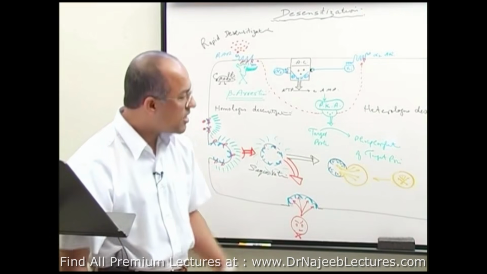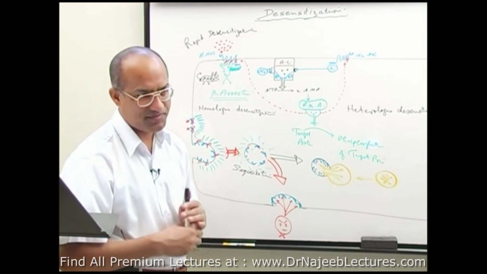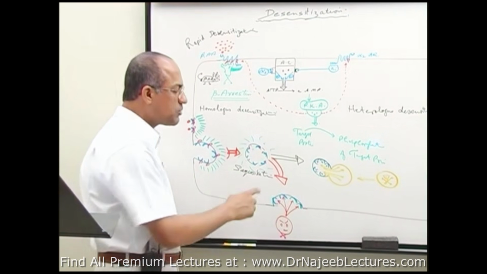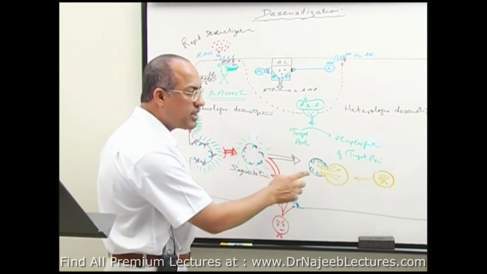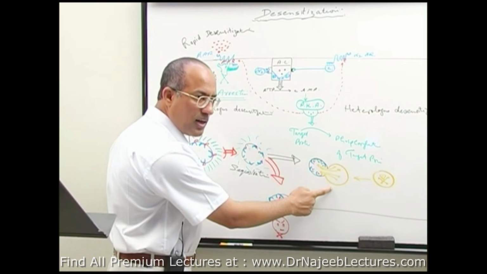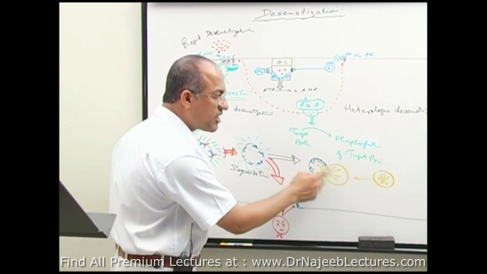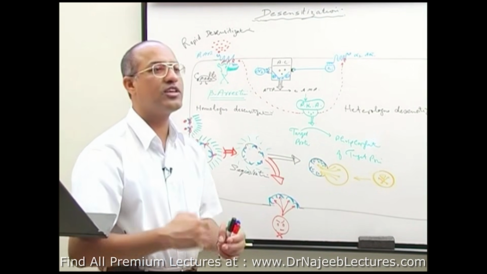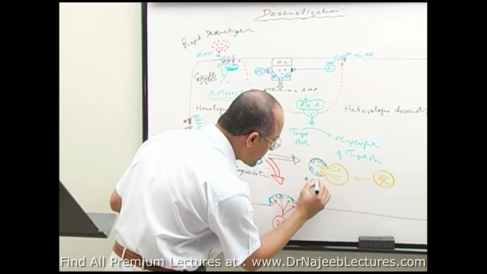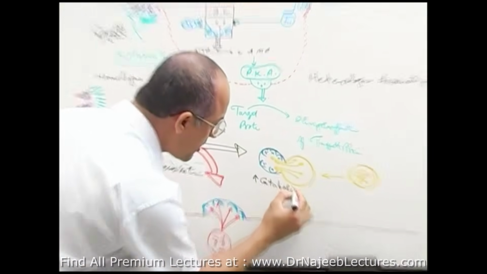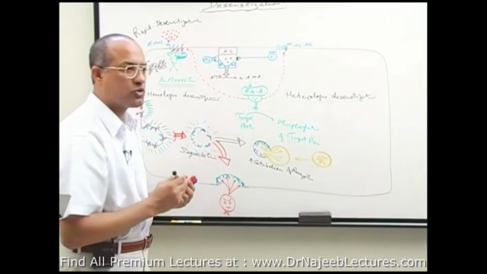Now, down regulation of receptor occurs in many ways. One way is that receptors which are already overstimulated are internalized and eventually their endosome binds with the lysosomes, and then receptors are destroyed. So we can say there is increased catabolism of receptors. Receptors have committed suicide.